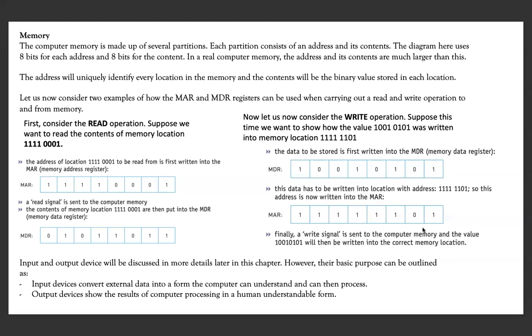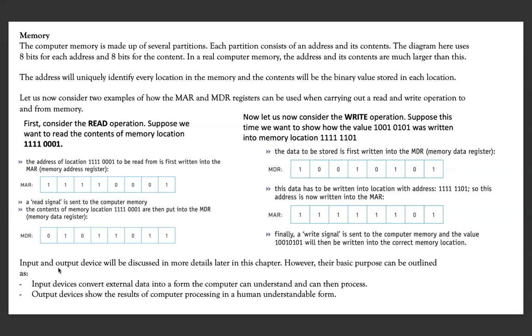How can I be sure that this data will actually be written? Well, obviously, a write signal will be passed on the control bus, sent from the control unit, eventually reaching the memory. Now, this is how this data will be written into this location and your write operation will be completed.